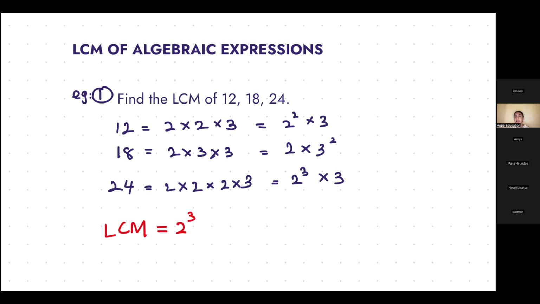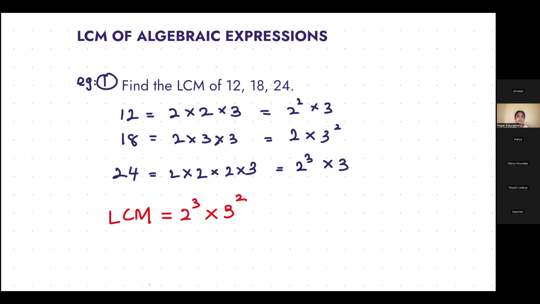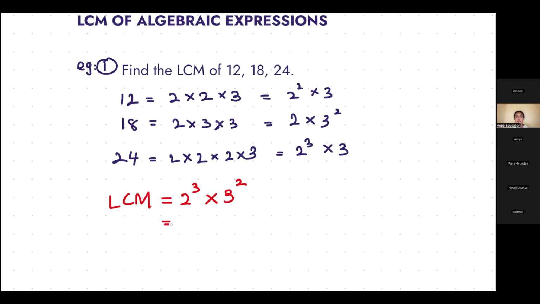Taking 3, here there is 3, here there is 3 to the power 2, and here there is 3. Then the largest power is 3 to the power 2. So 2 to the power 3 is 8, 3 to the power 2 is 9. 8 times 9 is 72.